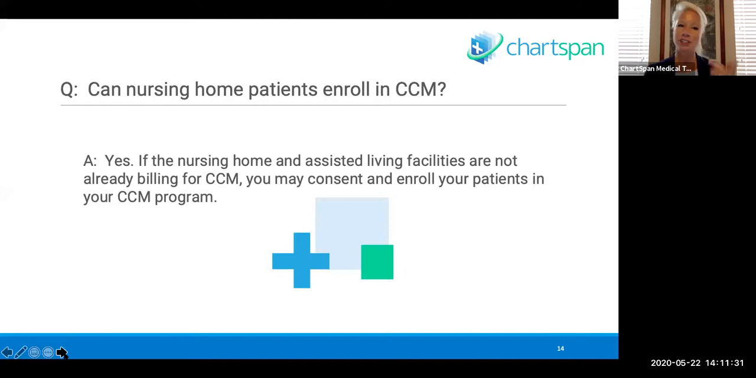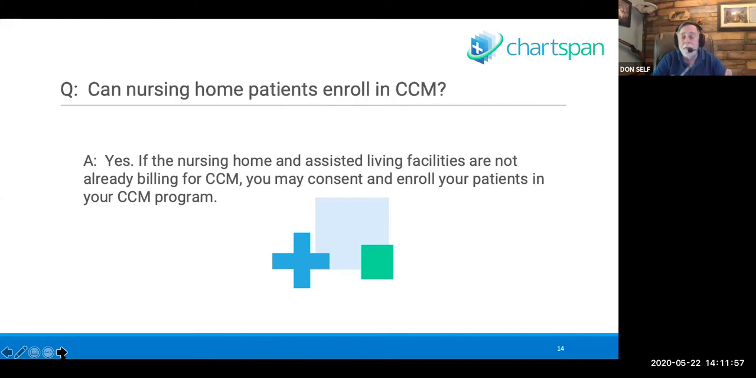Can nursing home patients, and we just talked about this, can nursing home patients also enroll in CCM? I think the concern there is often double dipping, or they're already receiving nursing service or care. Why would we do CCM on top of that? And we really try to encourage people to understand that there's so much more support that we can provide, even to the home health nurse or specialist who's going in to visit.